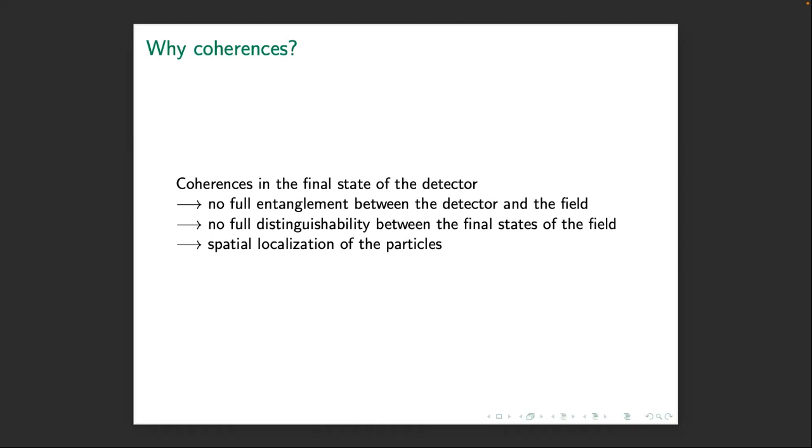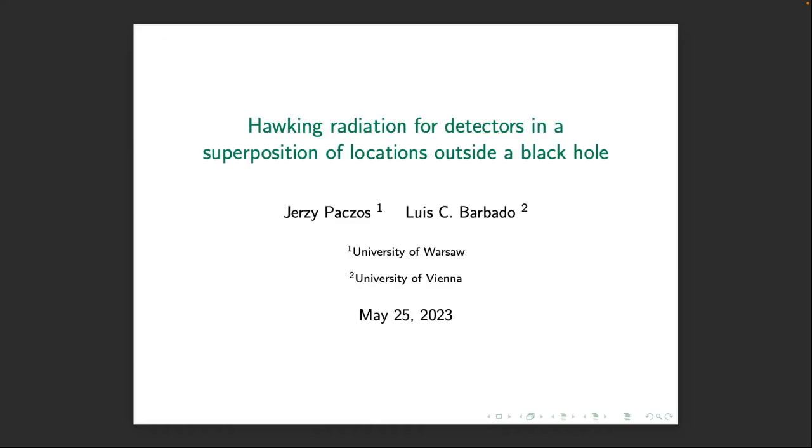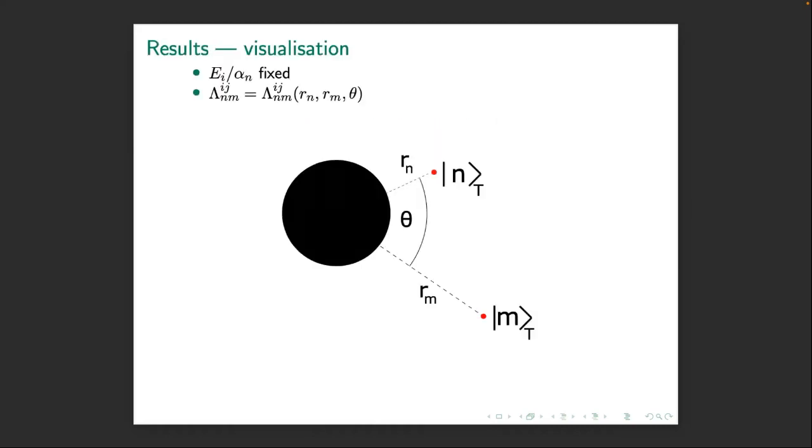So the coherences in the final state of the detector provide us a kind of notion of spatial localizations of the particles in the field. Okay, so if we agree that coherences are worth our attention, we can think about the visualization.